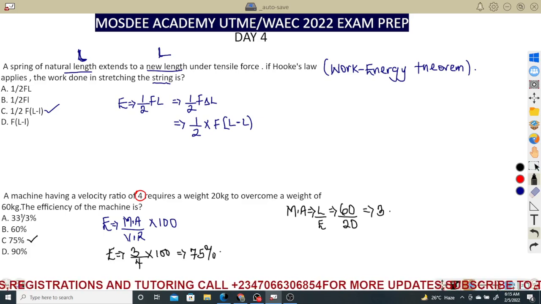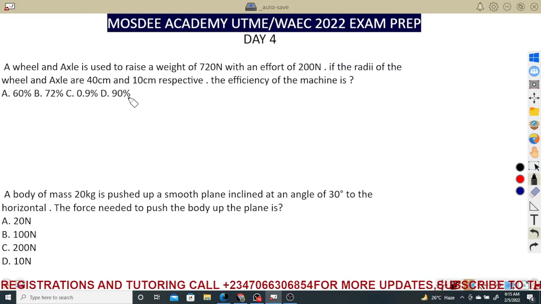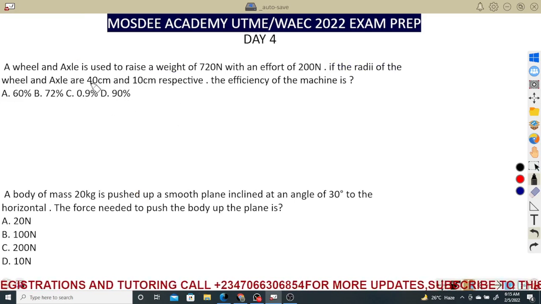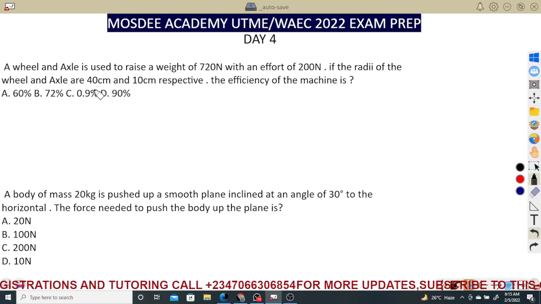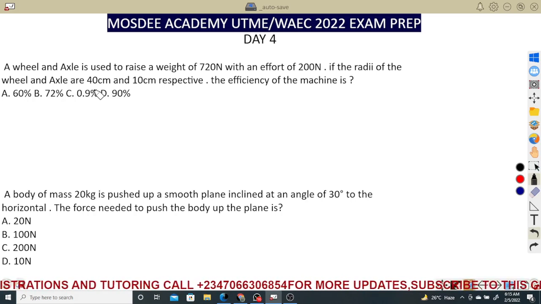So we move to the next question, which is question 5. According to question 5, we have another type of machine, which is called a wheel and axle. It is under the classifications of machines. In early classes, the classifications of machines are 6. One of them is the wheel and axle.